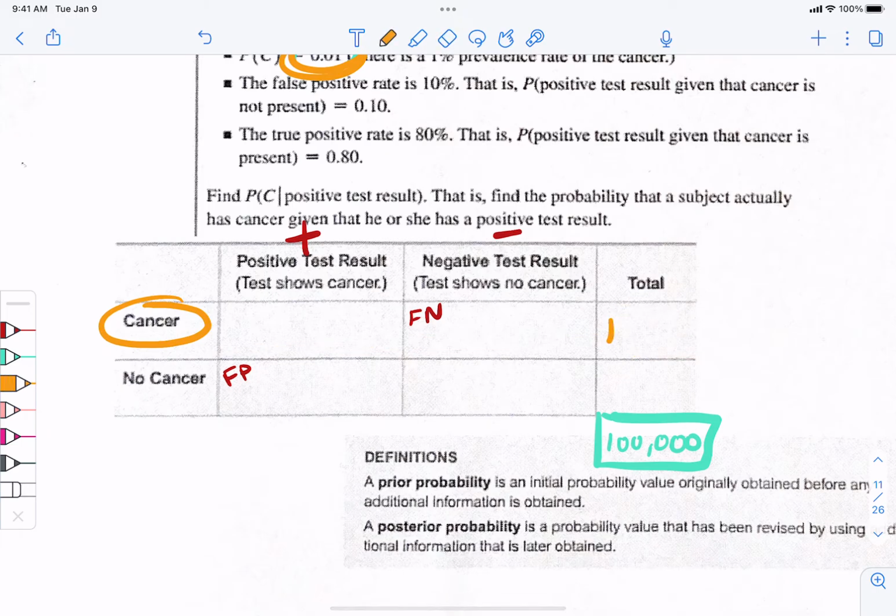Now I can fill some of the other parts of this table in. If 1,000 people out of 100,000 have cancer, this would be 99,000, right? So this reflects a 1% cancer rate, 1% out of 100,000. Again, I made that 100,000 up, but it doesn't matter what it is as long as it's reflecting the percentages accurately.